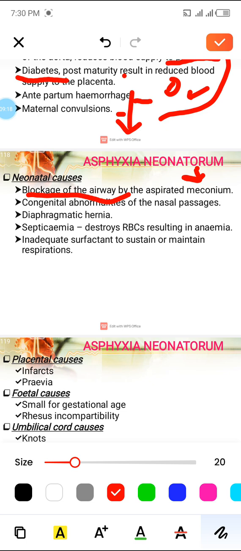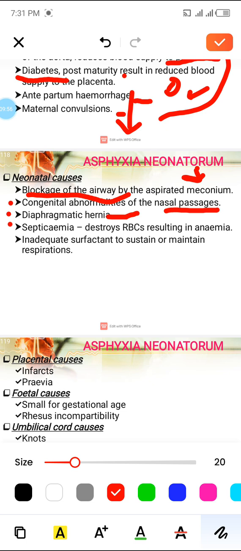Others could be congenital abnormalities. That's the second point. Congenital abnormalities such as of the nasal passages, meaning the baby would be born with nasal passages which are blocked. So that also blocks. Then the third point is diaphragmatic hernia. We're looking at the diaphragm. There should be some herniation there, which can also result in the trachea being obstructed. So that also leads to a reduction in the oxygen intake for this baby.